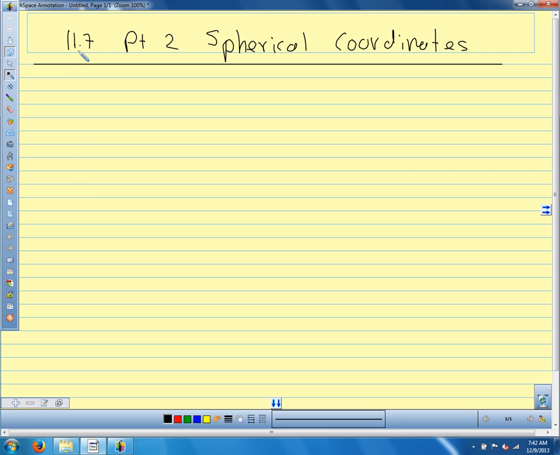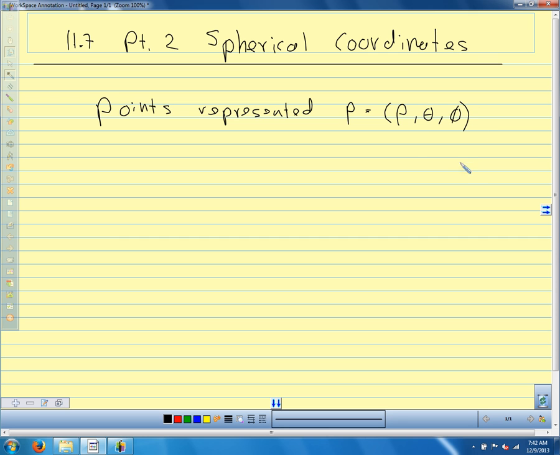So we're going to follow from what we talked about on Friday with cylindrical coordinates. Introduce a new coordinate system which we will use again quite a bit next semester. In spherical coordinates, we represent points with the coordinates rho, theta, and phi. And we'll talk about what each of these is.